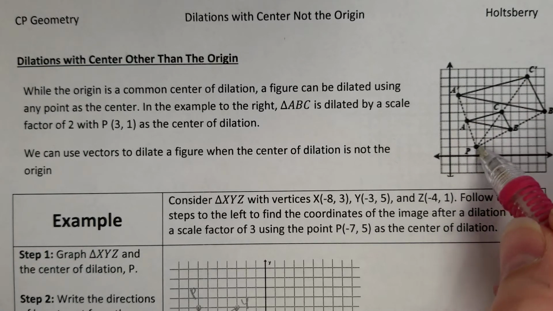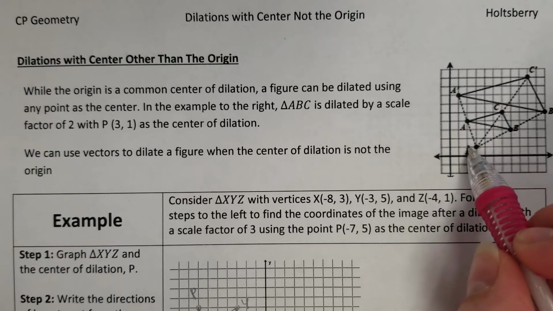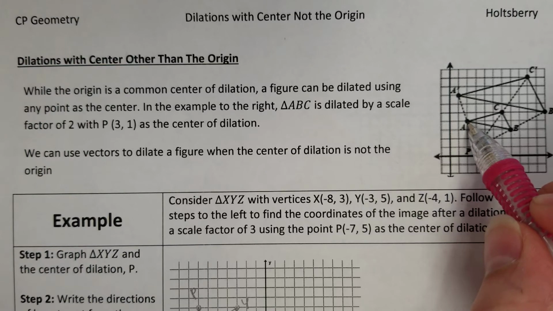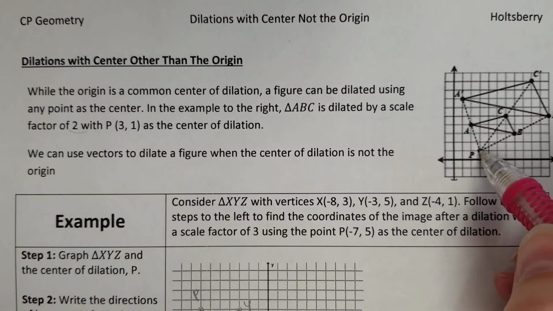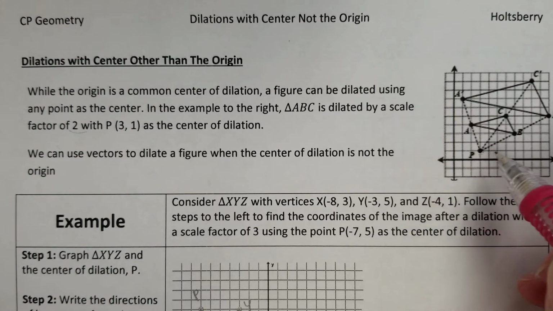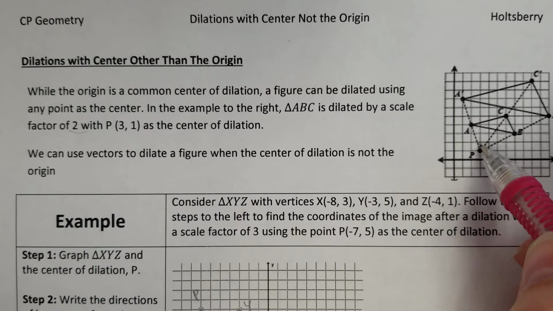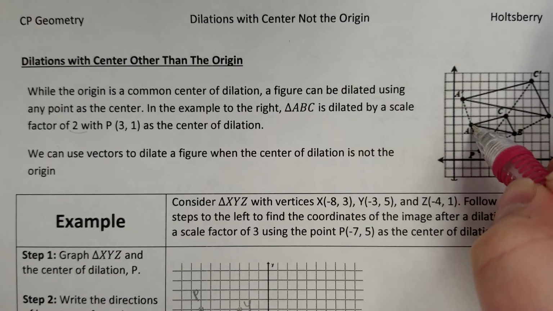So here, the distance from P to A is to the left 1 and up 3. But if we double that with the scale factor of 2, it's changing now. We go 2 to the left and up 6. So we're not changing the length of the sides of the shape, we're changing the distance from our center of dilation to the vertices of our figures.